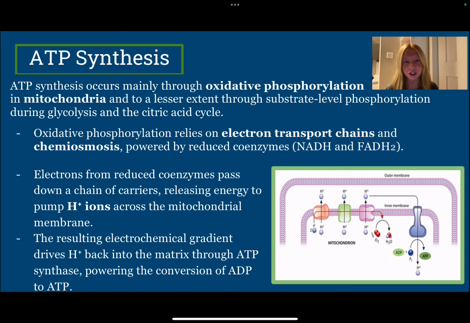Oxidative phosphorylation relies on the electron transport chain and chemiosmosis, which is powered by reduced coenzymes such as NADH and FADH2. Electrons from reduced coenzymes pass down a chain of carriers and release energy to pump protons across the mitochondrial membrane. This results in an electrochemical gradient that drives protons back into the matrix through ATP synthase. This powers the conversion of ADP to ATP.